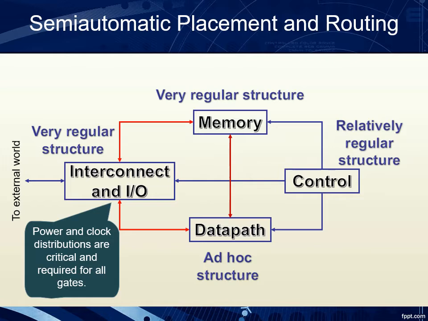For the other two blocks, we have much more regular structure. The control block has relatively regular structure since it is made of finite state machines, and finite state machines have pretty regular structure. The data path block has much less regular structure than the control block because in the data path, we have specific operations and combinatorial functions, so the interconnection between the different blocks is ad hoc for every particular function to be implemented.